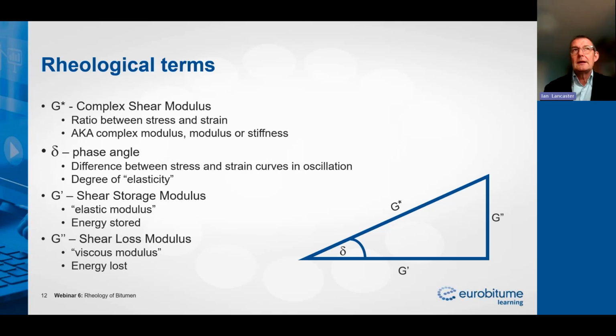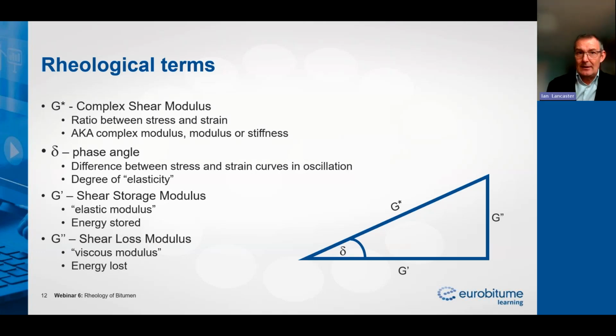The most common one in bitumen terms that we talk about is a term called G star, which is the complex shear modulus, which is the ratio of stress and strain. We do tend to call it, sometimes we call it the complex modulus, sometimes we call it just the modulus. We shouldn't do that, but sometimes it happens. And sometimes we call it stiffness because it is reasonably related to the stiffness of the binder. But G star is the complex shear modulus, the ratio of stress and strain.